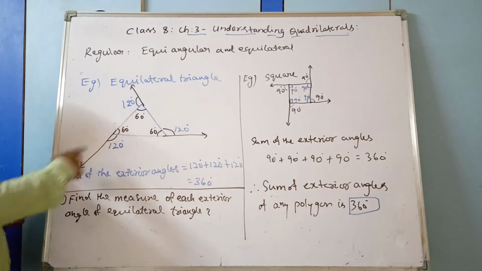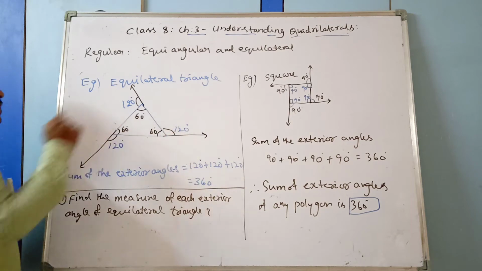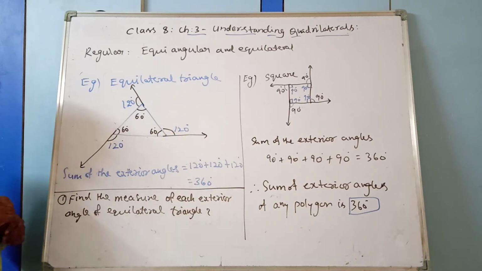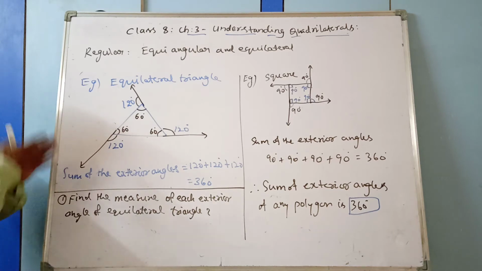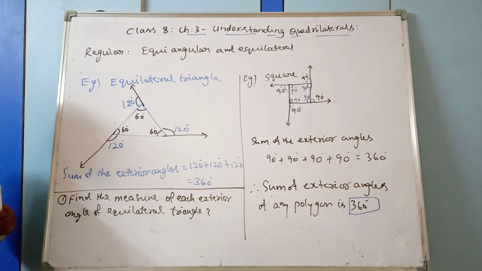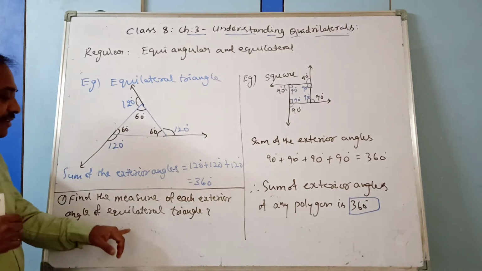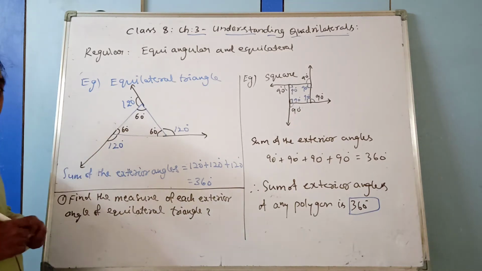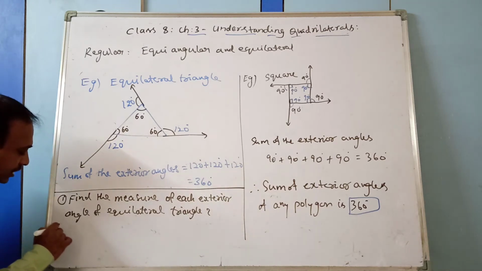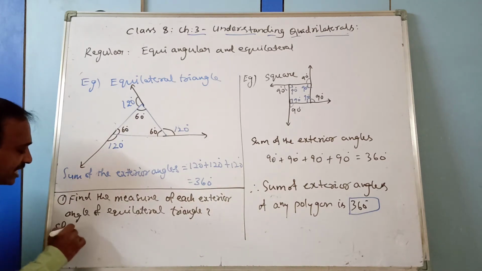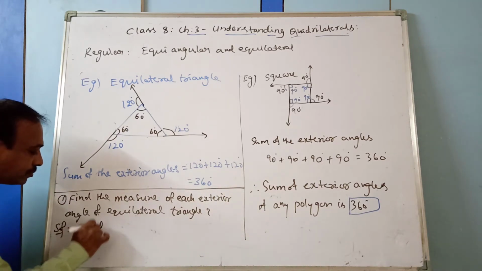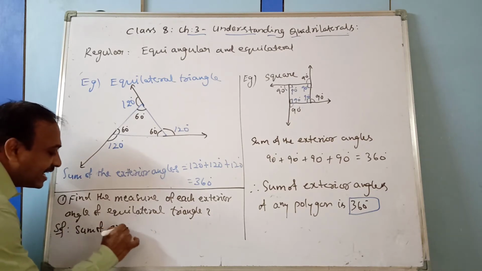Here we already know the measure of each exterior angle of the triangle is 120 degrees. But how to calculate? What is the sum of the exterior angles? 360 degrees. How many sides are there? 3 sides. So if you divide 360 degrees by 3, you obtain 120 degrees. So the solution, observe it carefully: sum of exterior angles.